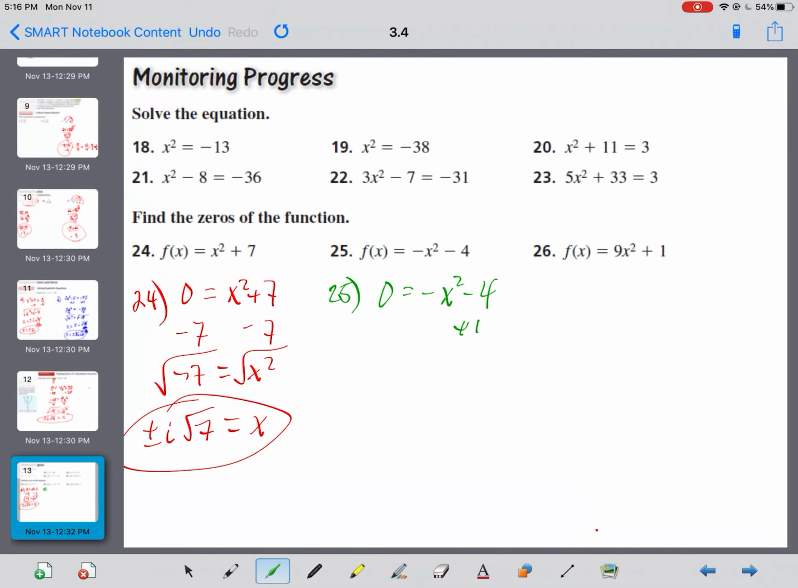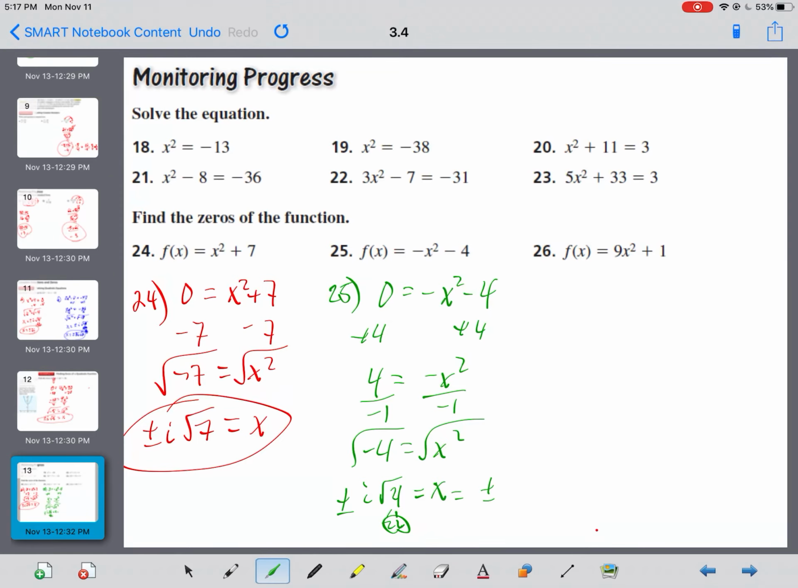25. 0 equals negative x squared minus 4. Add 4. 4 equals negative x squared. Divide by negative 1. Get rid of it first. Negative 4 equals x squared. Square root. Pull out the i. And we get plus or minus i square root of 4. And square root of 4 is 2. So plus or minus 2i.